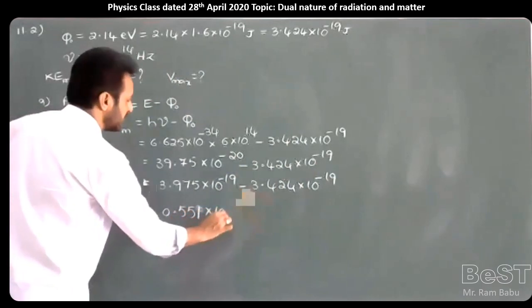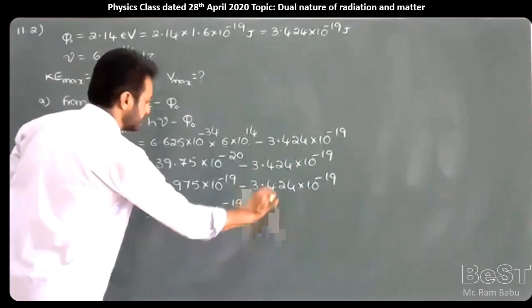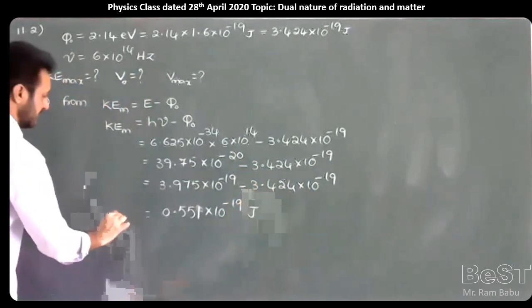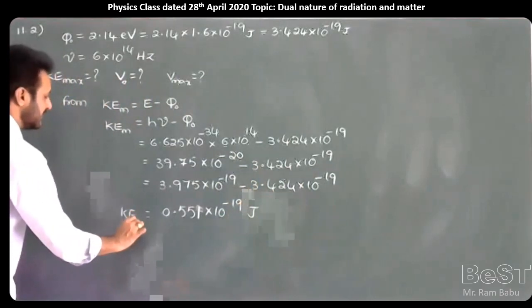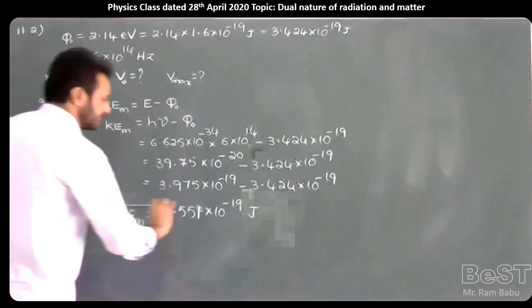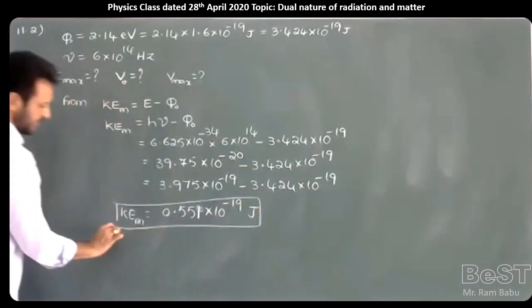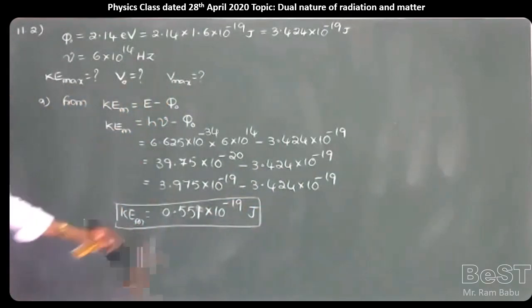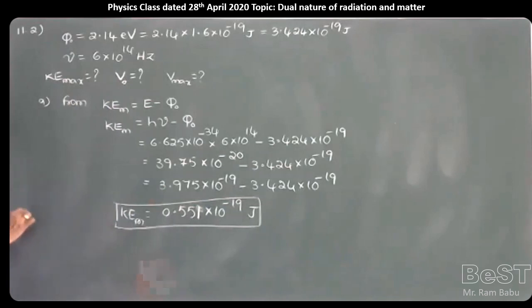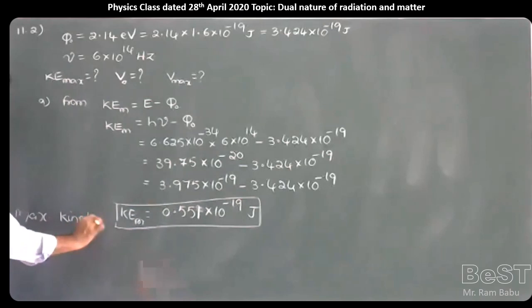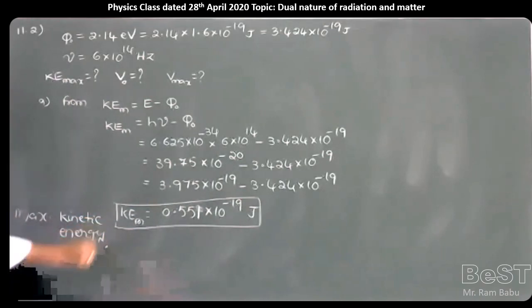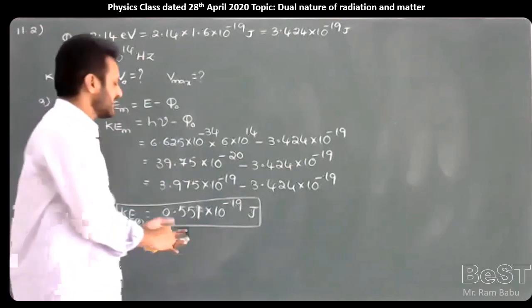0.551 into 10 to the power of minus 19 joule. It is the value of maximum kinetic energy of photoelectrons. Maximum KE of photoelectrons, this one. So the SI unit is joule.